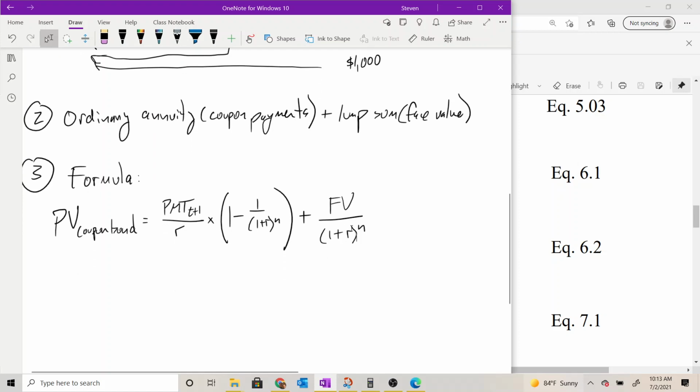Okay, now let's plug in what we know here and see what we would have to do to solve for this. We actually know the price of the bond. That's the $1,090.23. We also know the payment. That's 15 divided by R times.